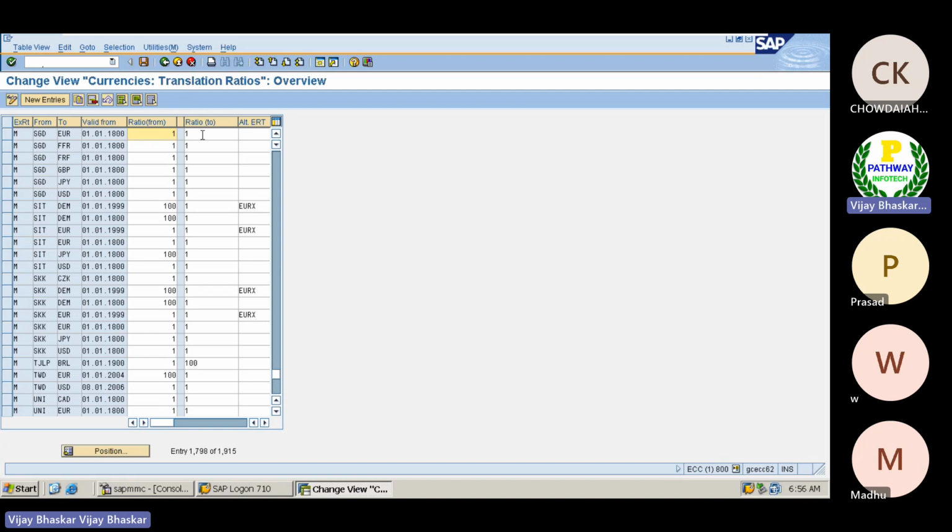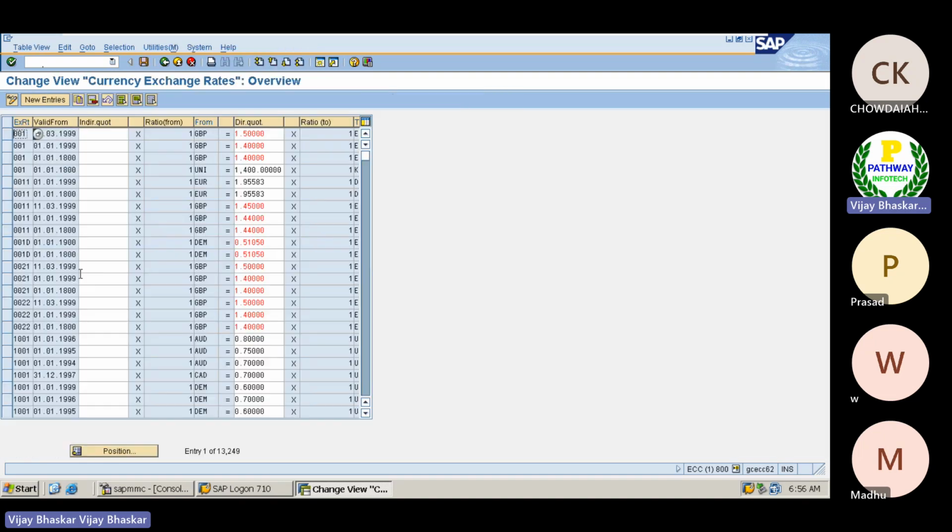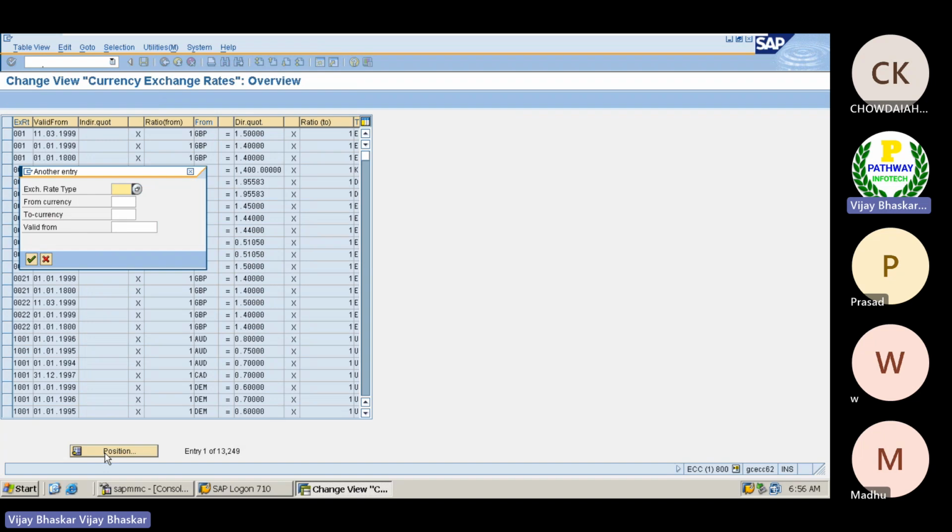But the translation ratio will differ, and the exchange rate will differ. You just give the relationship here, it's a 1:1. Then come back and enter exchange rates here. What we need to maintain are the exchange rates which are available as on date. But prior to that, as I have explained, the translation ratio should be available in the system, then only can you maintain the exchange rates.